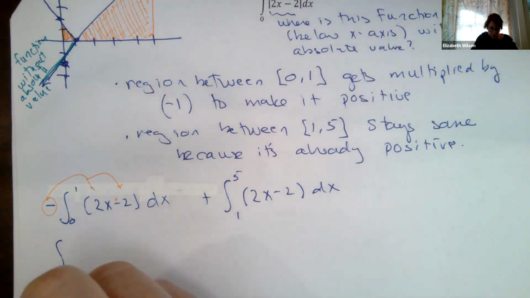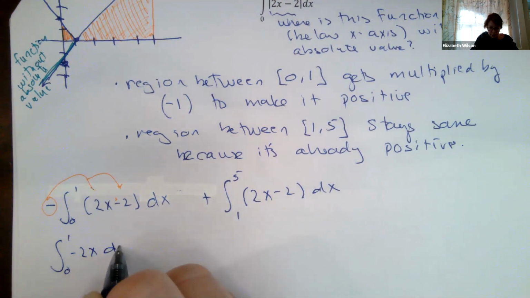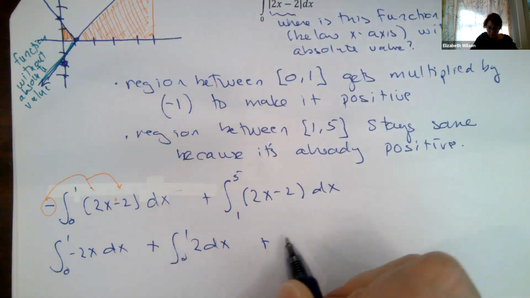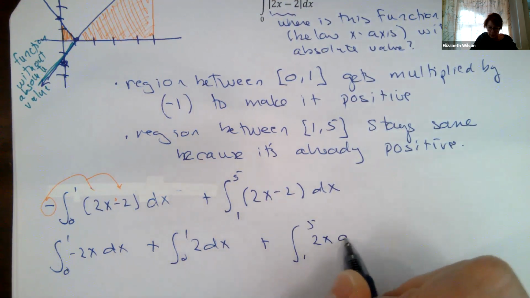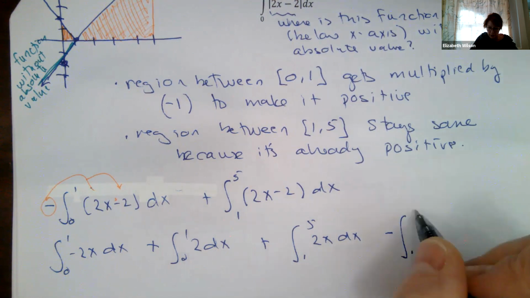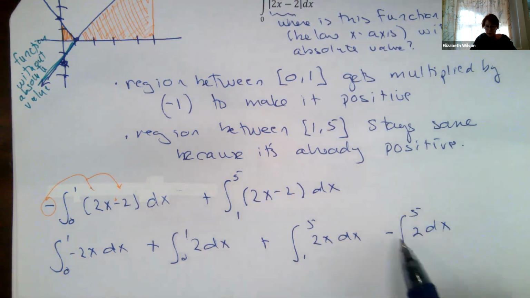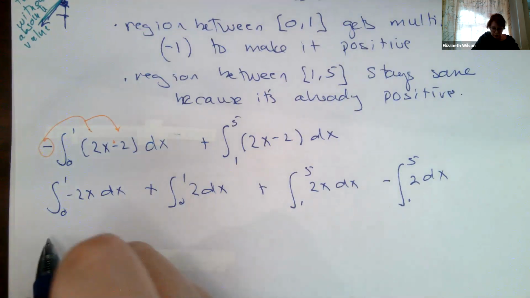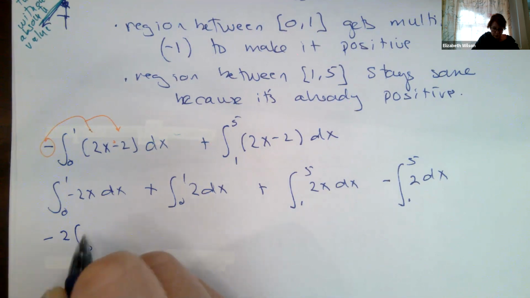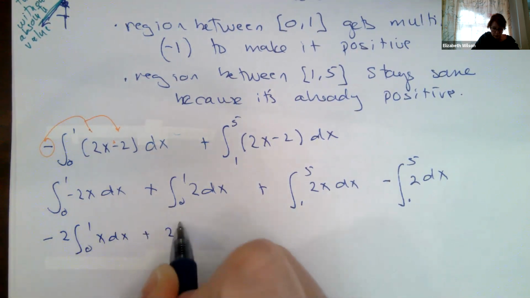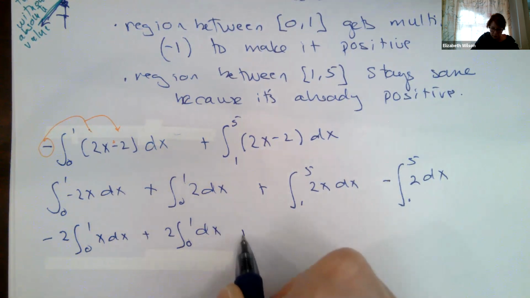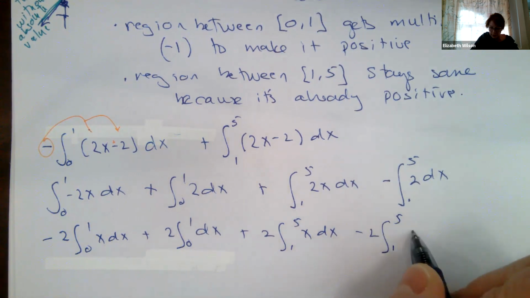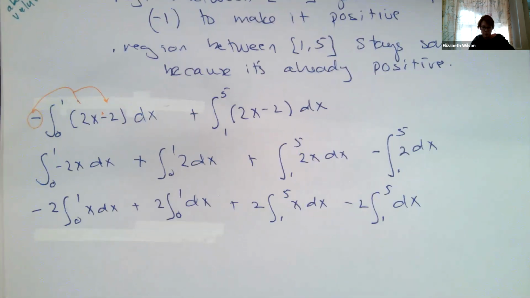So it's going to look like the integral from 0 to 1 of minus 2x dx plus the integral from 0 to 1 of 2 dx plus the integral from 1 to 5 of 2x dx minus the integral from 1 to 5 of 2 dx. That minus comes from this equation right here already, okay? So we'll just rewrite this again. We're going to take out the constants. Minus 2 times the integral from 0 to 1 of x dx, plus 2 times the integral from 0 to 1 of dx, plus 2 times the integral from 1 to 5 of x dx, minus 2 times the integral from 1 to 5 of dx. Okay, so now we're just going to do the power rule again.